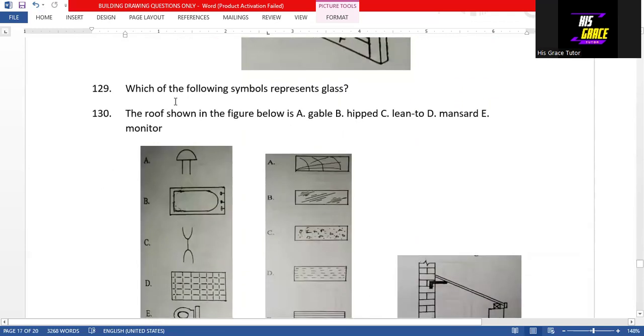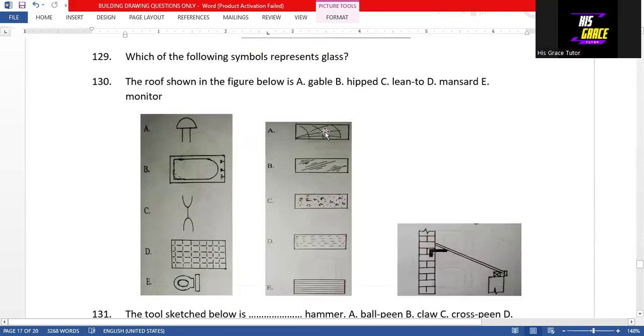Question 129 says, which of the following symbols represents glass? So make use of this diagram. This diagram represents glass. So the answer is option B.